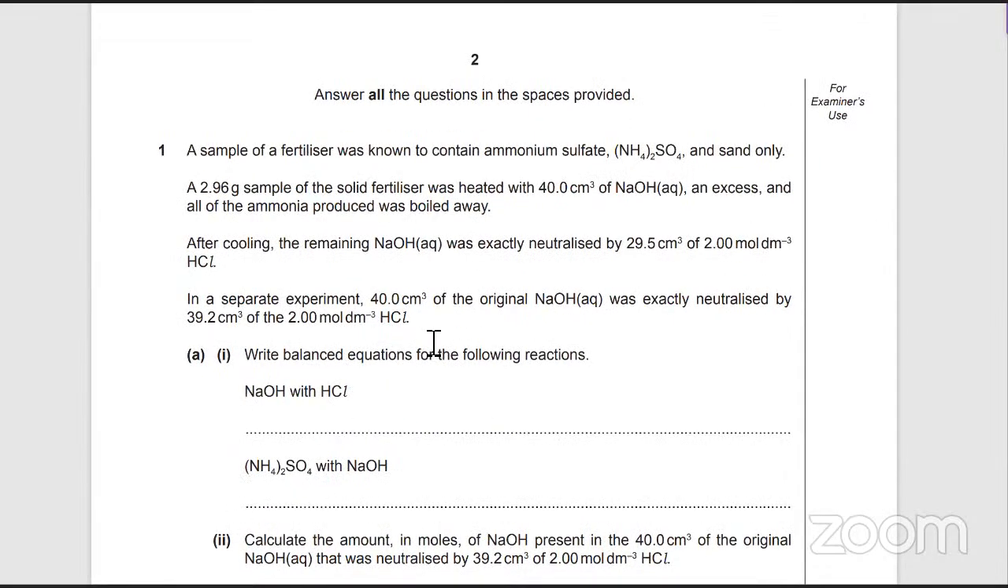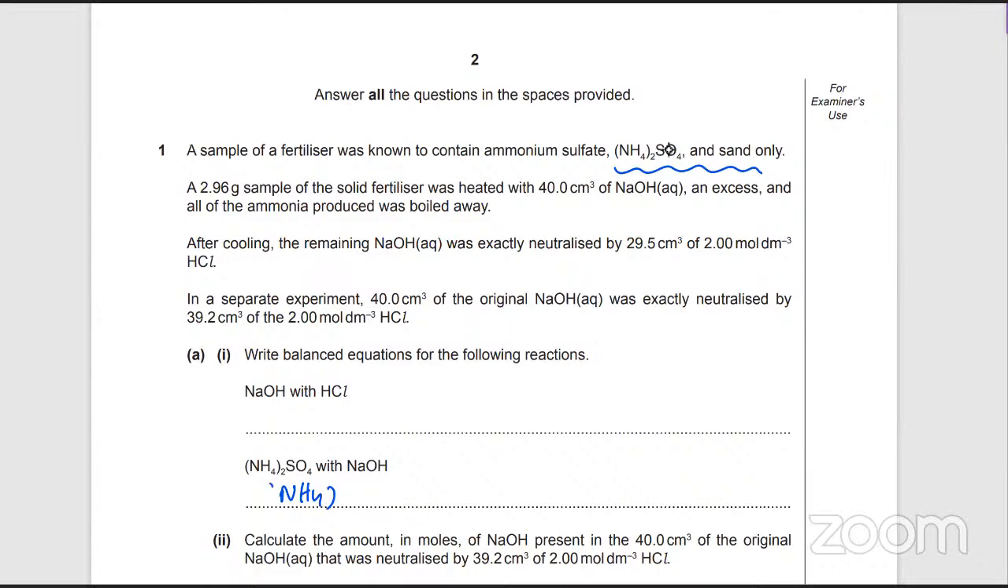The question is: sample of fertilizer, ammonium sulfate. There's a fertilizer that's got ammonium sulfate and it's got sand. So 2.96 grams of the solid fertilizer was heated with NaOH in excess, and all the ammonia produced was boiled away. So fertilizer ये ammonium sulfate, so you can make an equation of that.